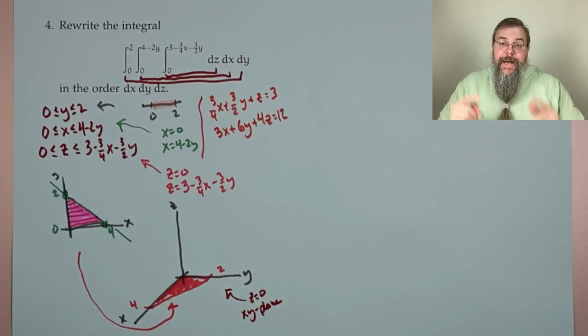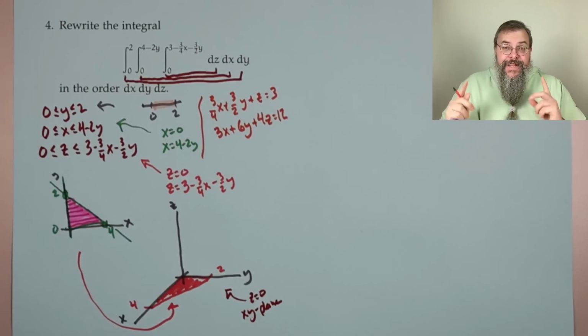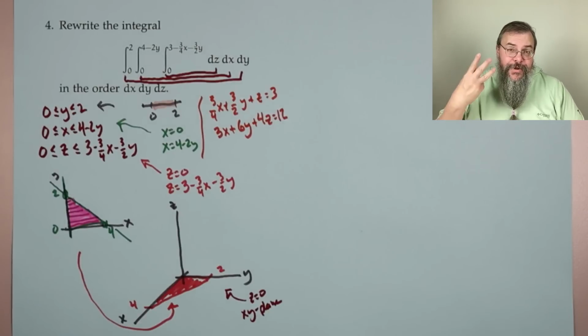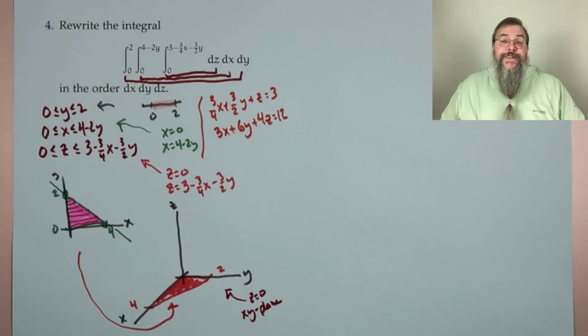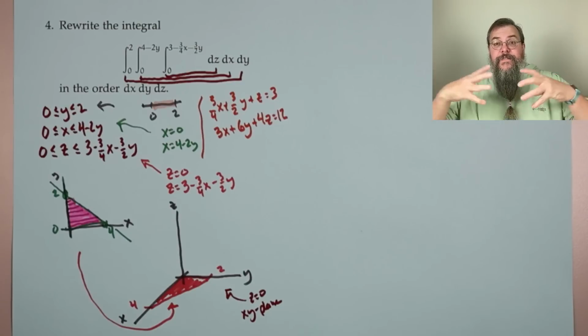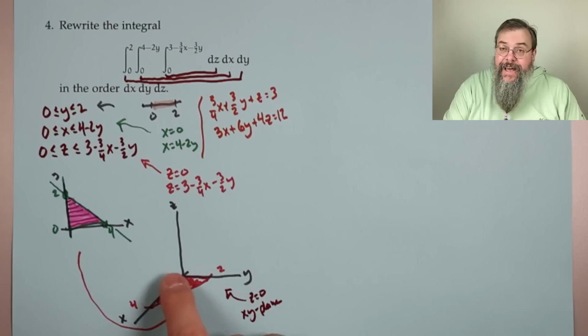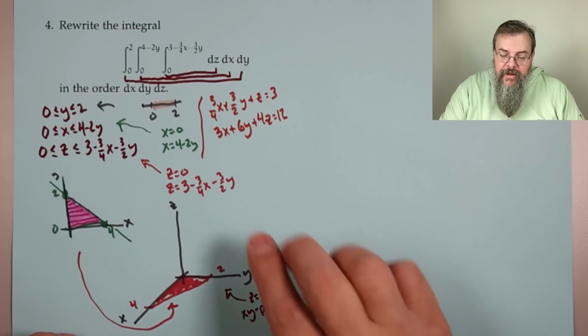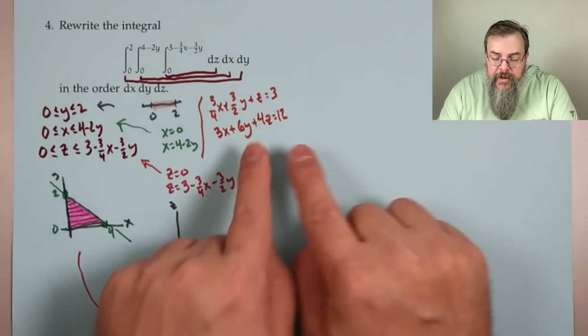So if I move this to the other side, we get 3/4 x plus 3/2 y plus z equals 3. Multiply through by 4. 3x plus 6y plus 4z equals 12. Now, how do you plot this? That's not such an easy question. So one thing to remember is if you know 3 points, you know the plane. So let's do 3 points. And the easiest 3 points is where do you hit the axes at?